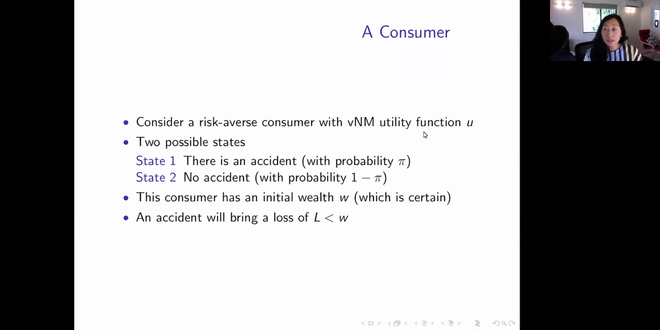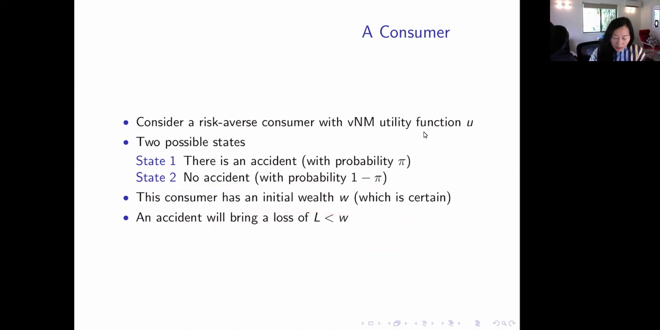Let's consider a risk-averse consumer who hates risk, and who has a von Neumann-Morgenstern utility function U. There are two possible states. State one, there is an accident, with probability pi, and state two, no accident, with probability 1 minus pi. This consumer has an initial wealth of W, which is certain.